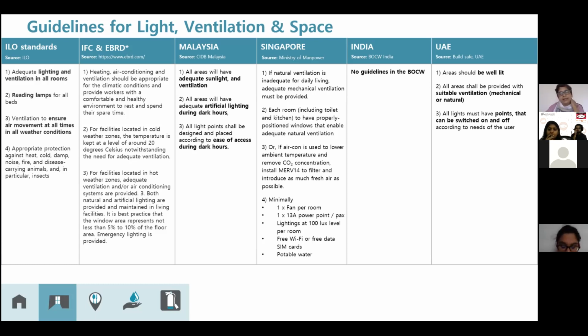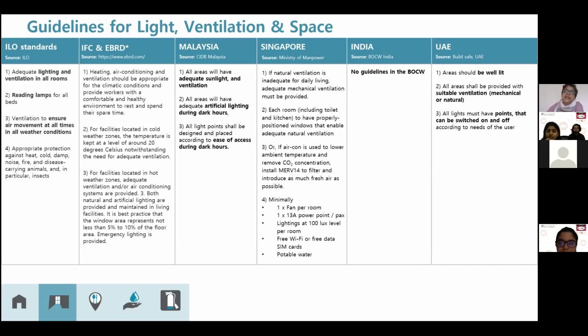except in the EBRD, IFC, they have mentioned 5 to 10% should be the ventilation area, 5 to 10% of the floor area, which is our rules for our housing also, but it's not mentioned for the workers in India. So all of them, like I said, have mentioned adequate light and ventilation, but there is no guideline in our BOCW in India for any of this.